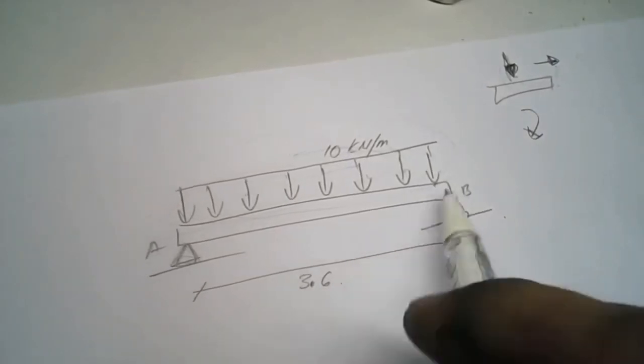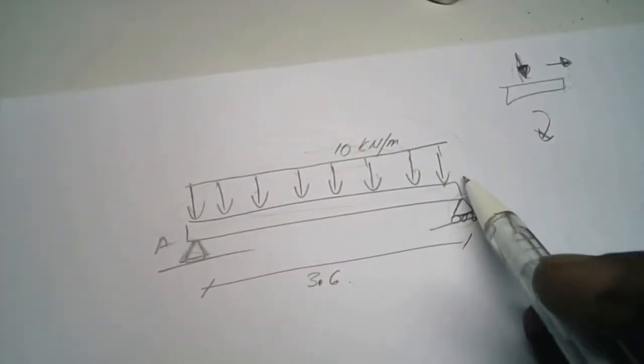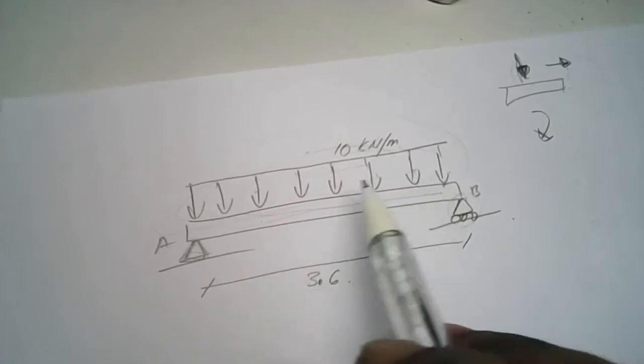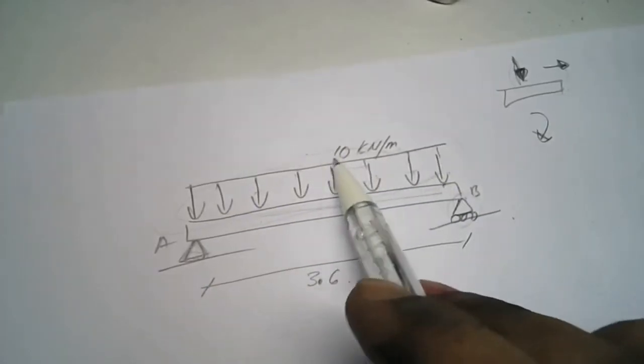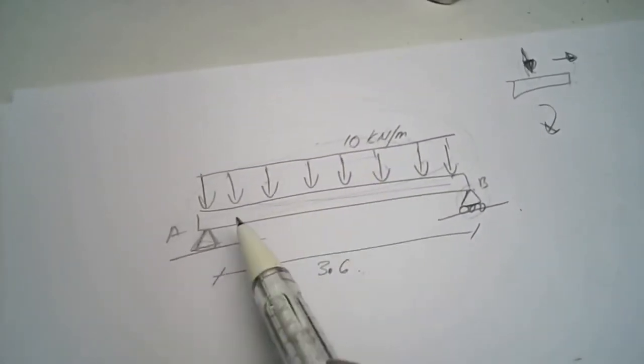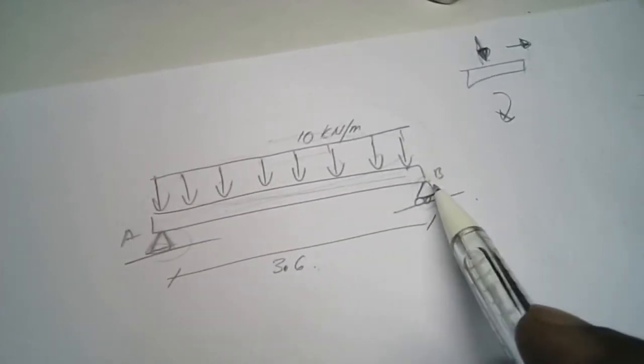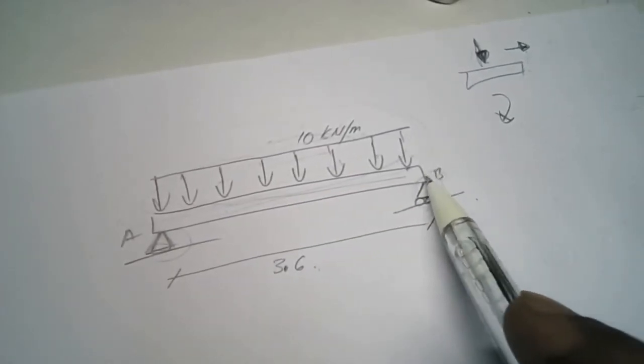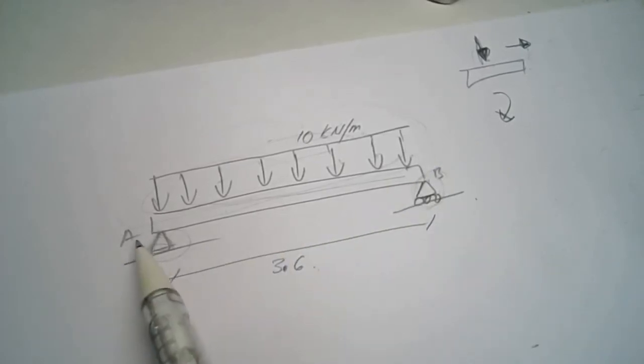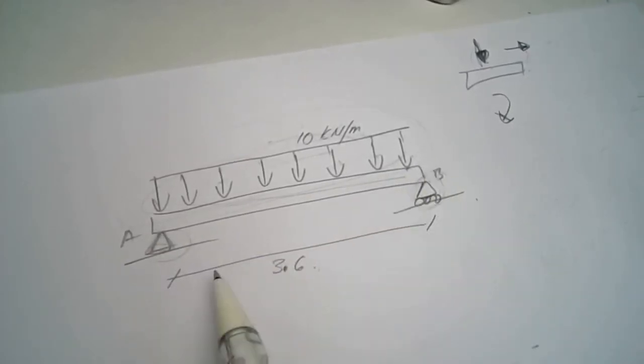Okay, back to our question here. You have to understand our question. We have a beam with a distributed load of 10 kilonewton per meter, and we have two supports: a pin support at point A and a roller support at point B. The length from A to B is 3.6 meter.